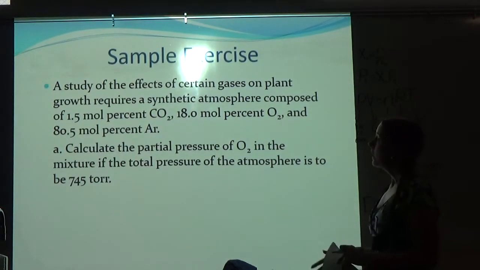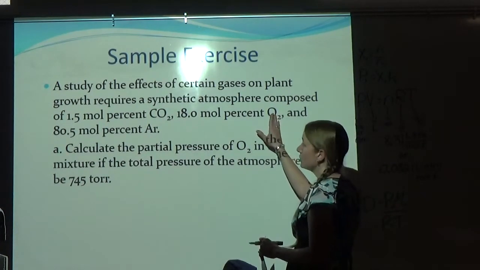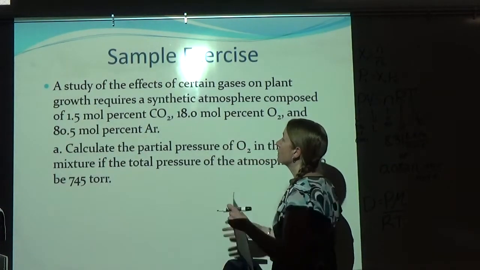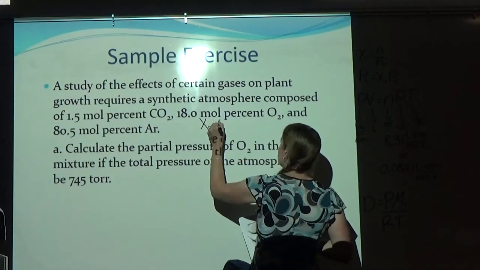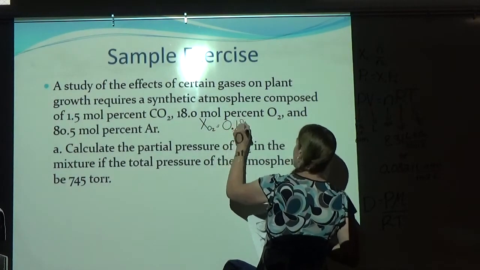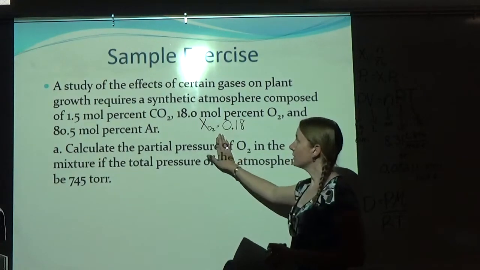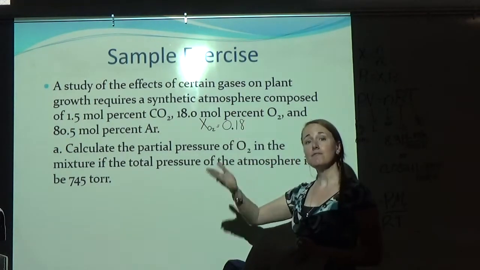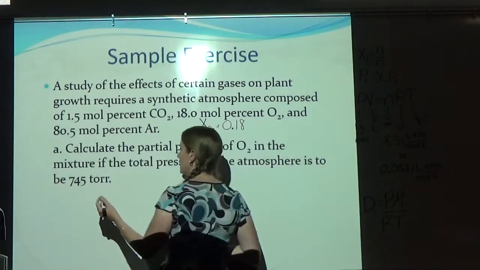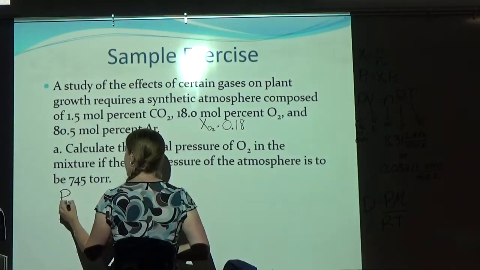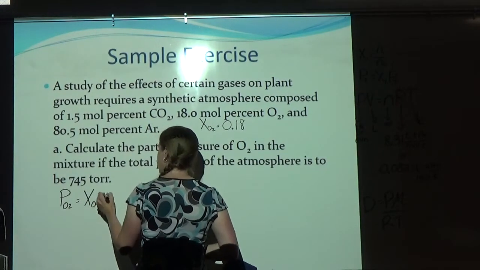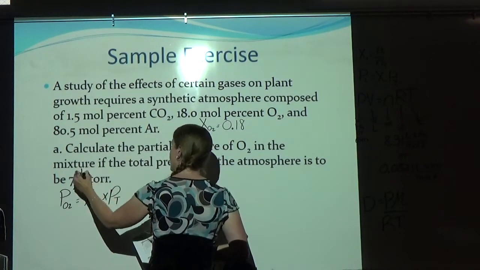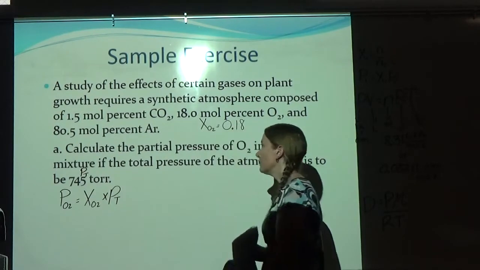It says, calculate the partial pressure of oxygen in the mixture if the total pressure in the atmosphere is 745 torr. All right, so we're only looking at oxygen. It's 18 mole percent, but that means that the mole fraction for oxygen is 0.18. All right, so that's important. If they give you mole percent, you need to divide it by 100. So we know that the partial pressure, in this case the pressure of oxygen, is the mole fraction of oxygen times the total pressure, which they gave me right here, 745 torr.